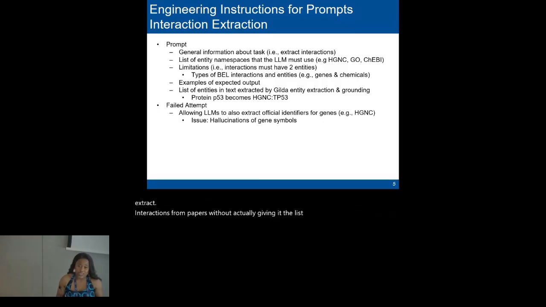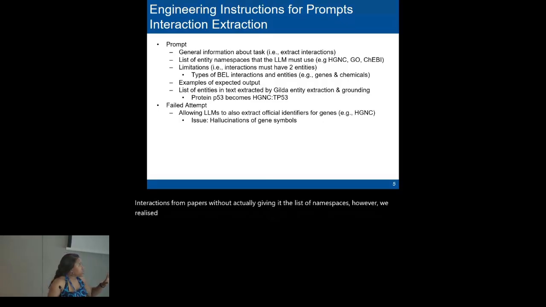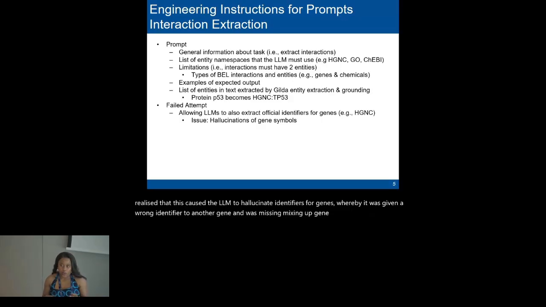However, we realized that this caused the LLM to hallucinate identifiers for genes, whereby it was giving a wrong identifier to another gene and was mixing up gene names. So this is why we referred to giving it the list of namespaces.